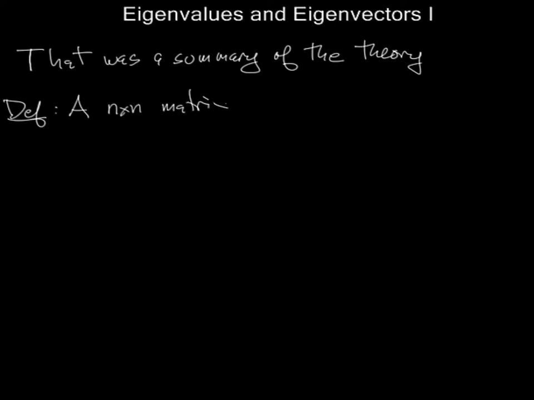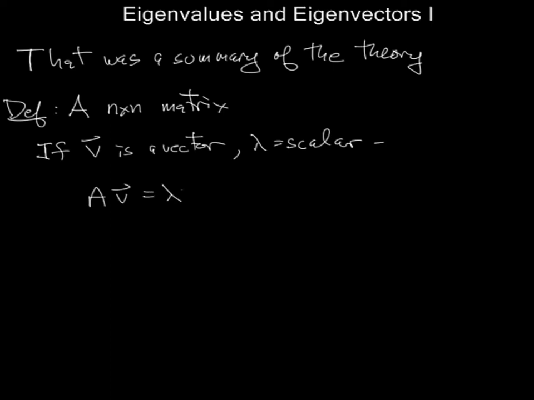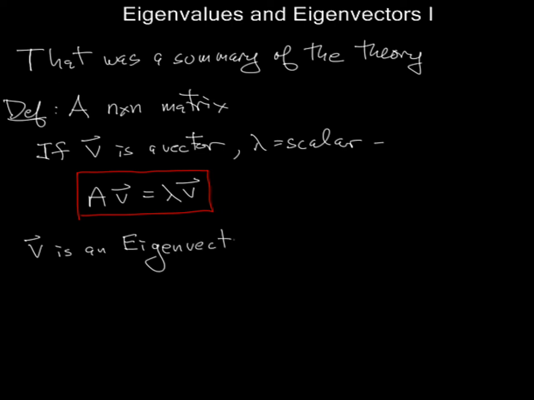So suppose you have an n by n matrix, and suppose you also have a vector v and a scalar lambda. And these have the property that Av is equal to lambda v. It stretches v by a factor of lambda. Then you say v is an eigenvector, or a lambda eigenvector, with corresponding eigenvalue lambda. So v is an eigenvector and lambda is an eigenvalue.